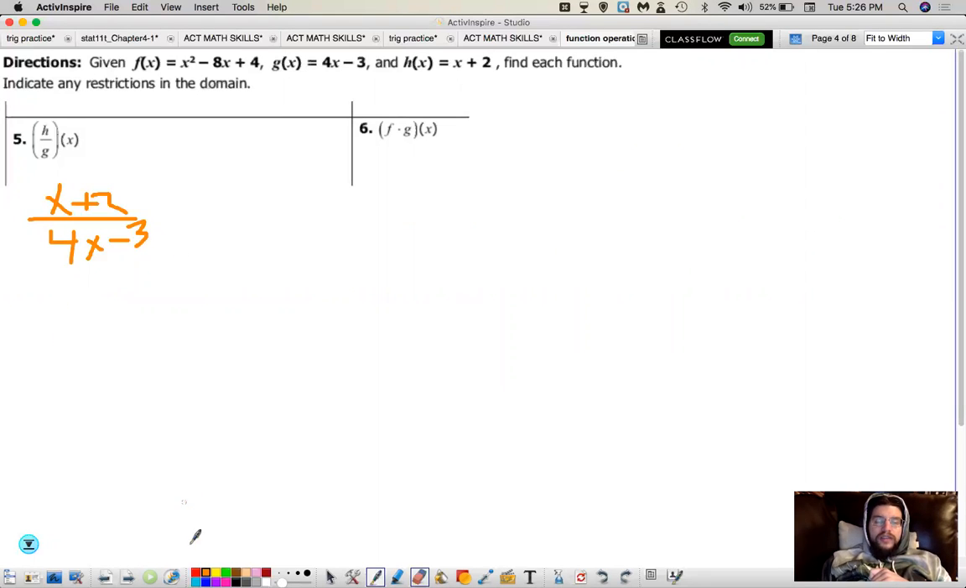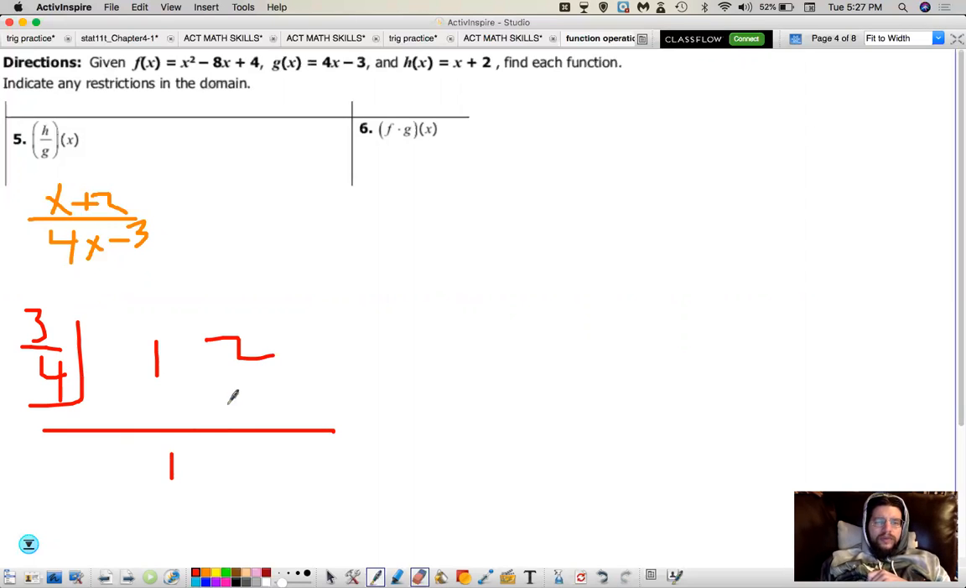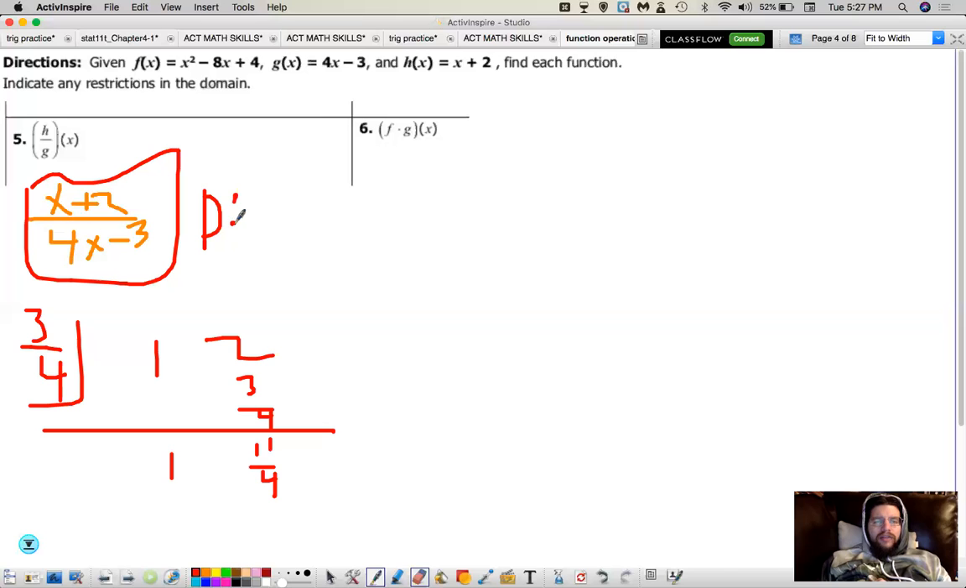If I were to do the synthetic division on it, what makes my bottom 0? 3/4. My coefficients are 1 and 2. And yeah, this is definitely not going to work out for us, is it? That's 11/4 as the remainder, so you'd have a fraction on top of a fraction. It's not fun. But it's got a remainder, so leave it like it was. What's the domain, though? Everything except x cannot be, well, we just figured it out, 3/4.